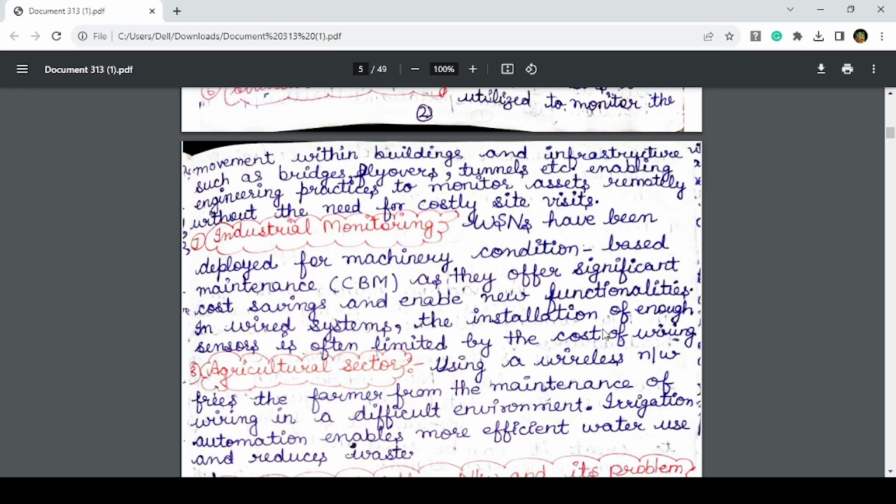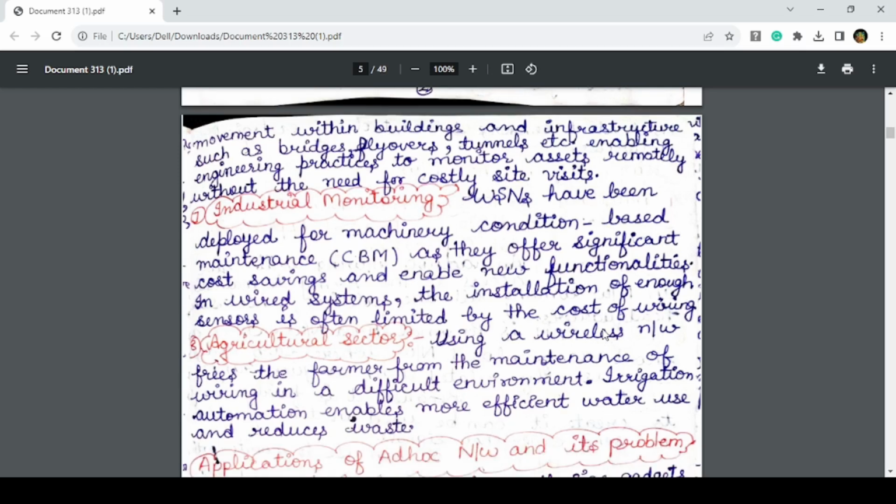Agriculture sectors. In the agriculture sector also, wireless sensor networks are used. Here wireless sensor networks are used to free the farmers from maintenance of the wiring in a difficult environment, and irrigation automation enables more efficient water use and reduces waste.